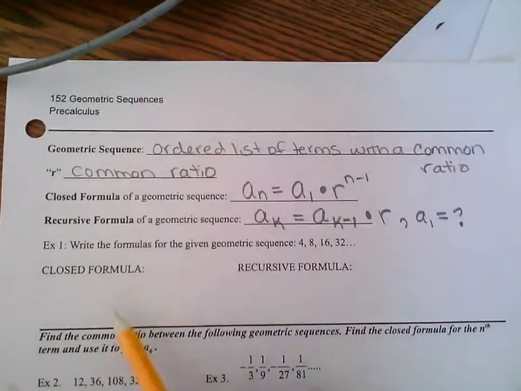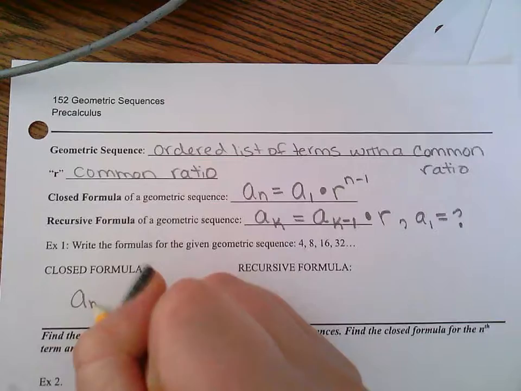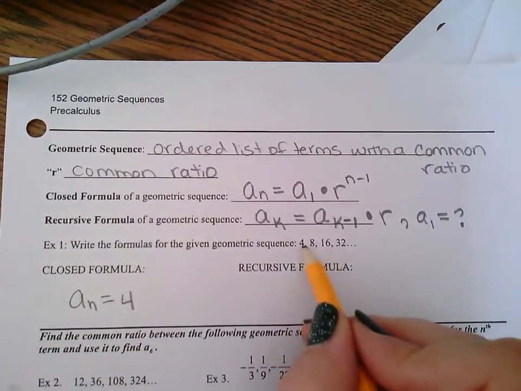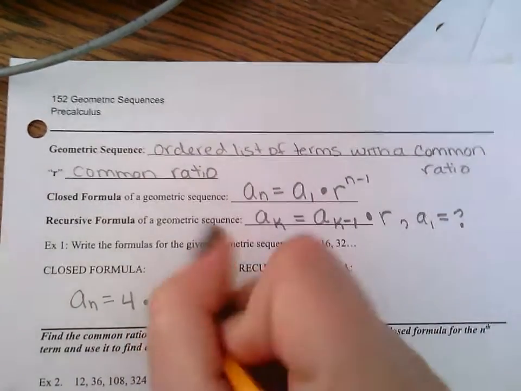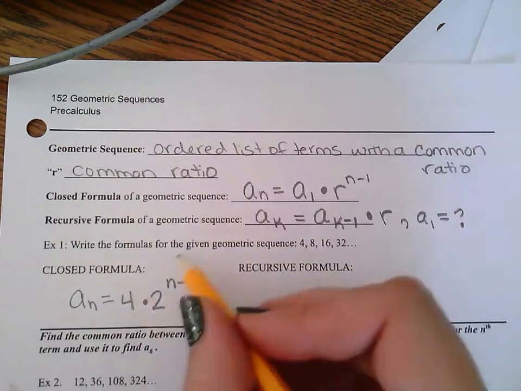So if this is my sequence, 4, 8, 16, and 32, to write that using the closed formula, it would be a sub n equals my first term, which is 4. What's happening to the 4? It's being multiplied by 2, n minus 1 times. So the n minus 1 is a superscript. So if I just checked, can I generate the third term, which is 16? 4 times 2 raised to the 3 minus 1 power. So that would be 2 squared, which is 4, and 4 times 4 is 16. Just make sure you did it right.